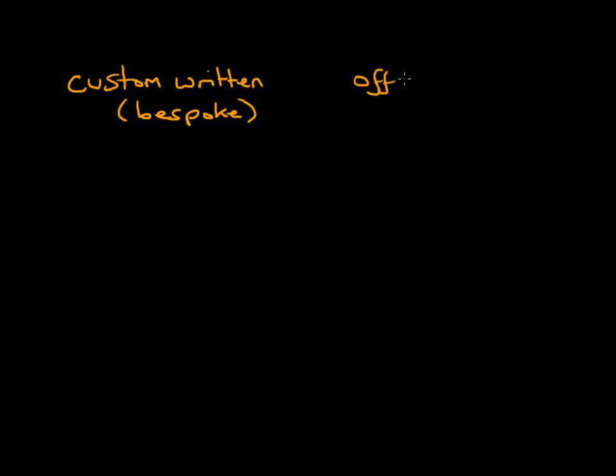What we're looking at now is software development models. So that's the way in which software is made. And the first thing we're going to look at is we're going to compare custom written software, and this is also known as bespoke, against off-the-shelf.